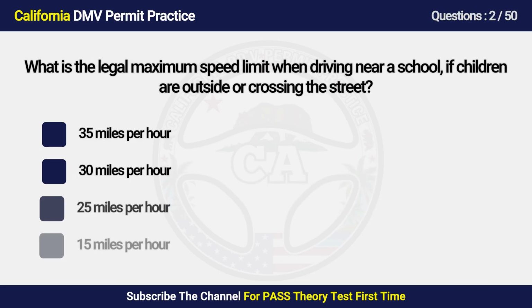Question 2. What is the legal maximum speed limit when driving near a school if children are outside or crossing the street? A. 35 miles per hour. B. 30 miles per hour. C. 25 miles per hour. D. 15 miles per hour.